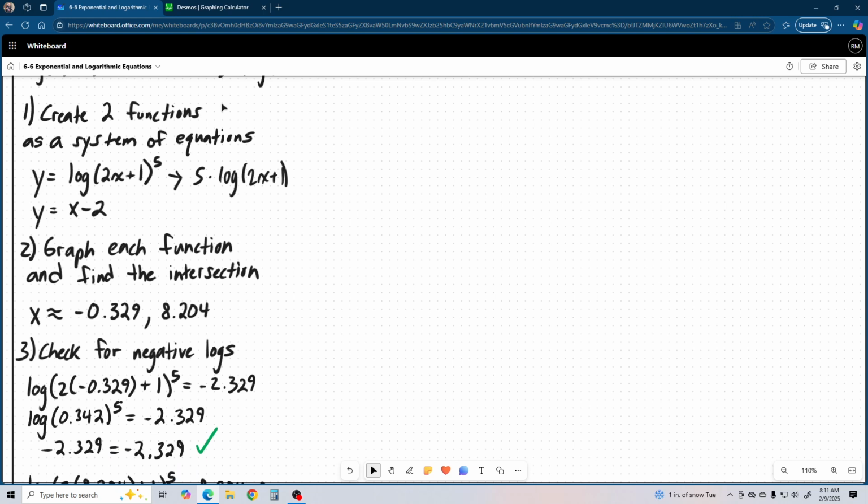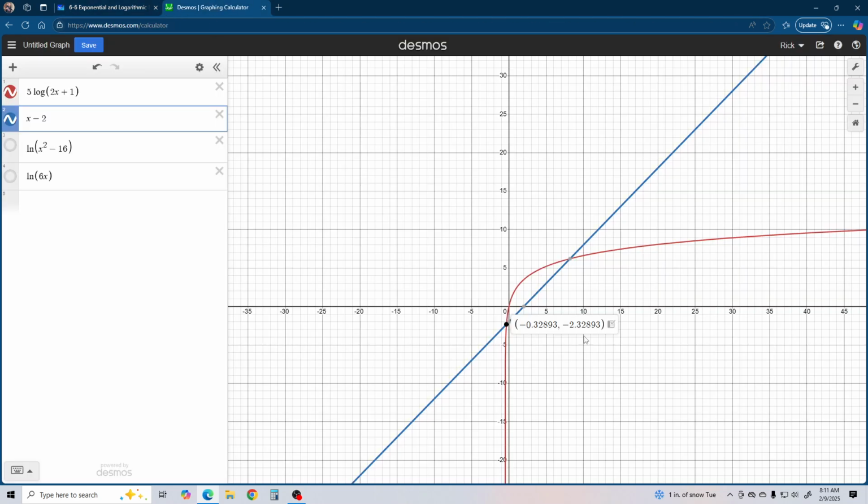Now, remember before I told you that the reason we're doing this is because we can't have a negative inside the log, because then we could get imaginary numbers, right? If we go back here, are either of these answers imaginary? No, they're on the graph, right? So when you graph, you know that these are real answers.